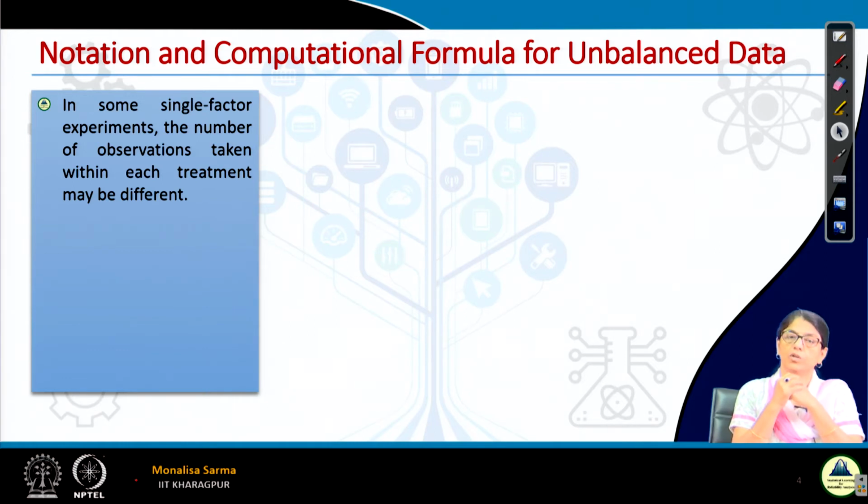Second thing, one more important thing is that if our data is balanced, if our sample size is n for all the samples, then our power is also maximum.